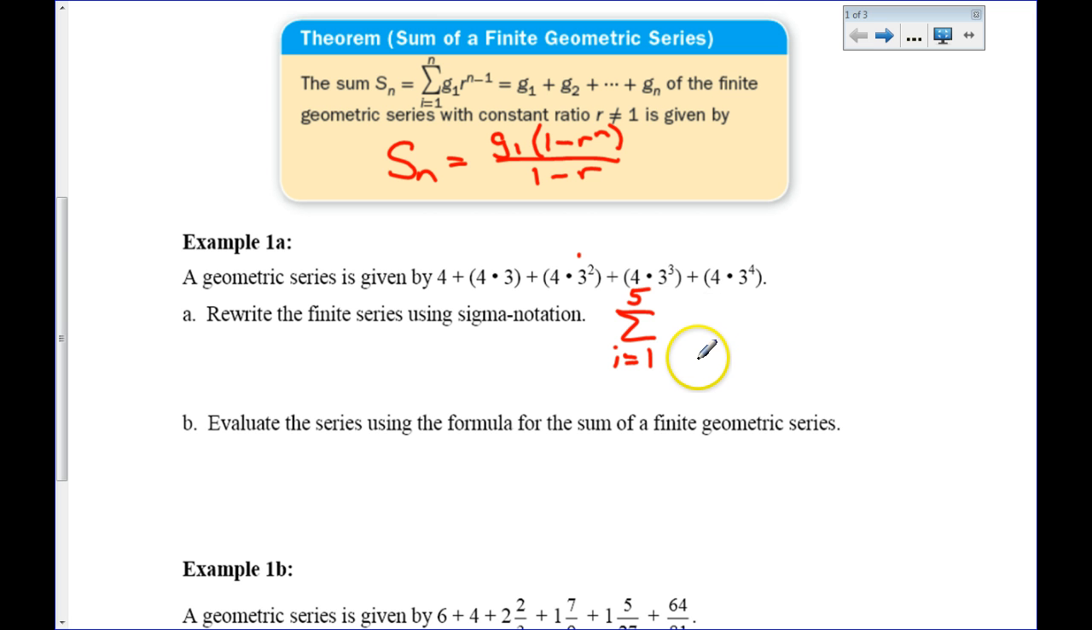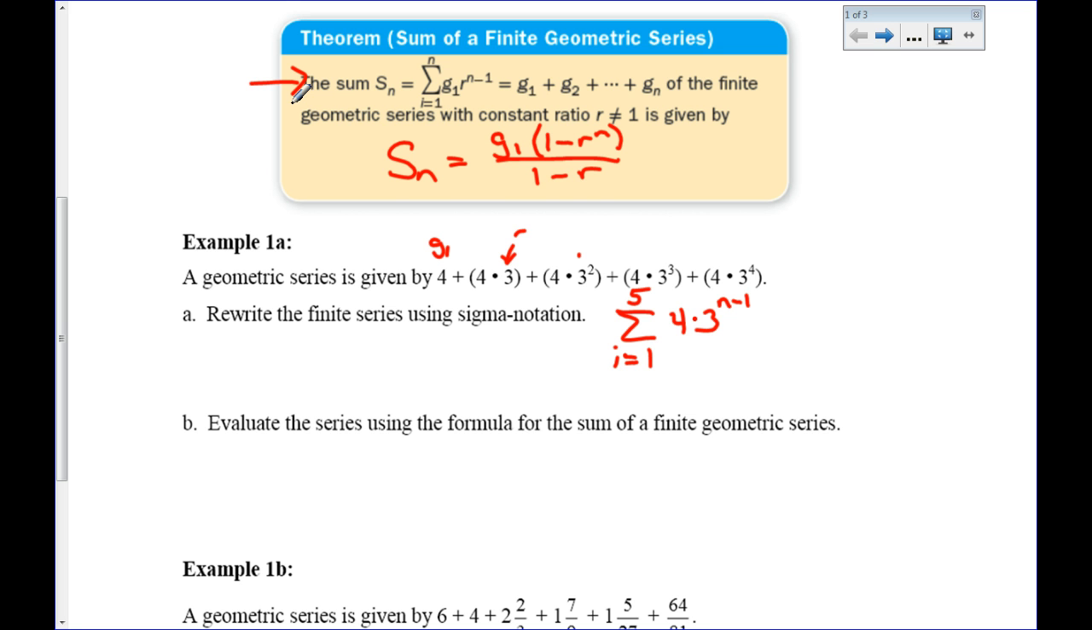Our very first number is what? 4. So this is our g sub 1, right there. So that'll be 4. What is our r value? 3, because it's multiplied by 3 each time. Times 3. And then it's going to be taken to the n minus 1 power. So that's how it's written.